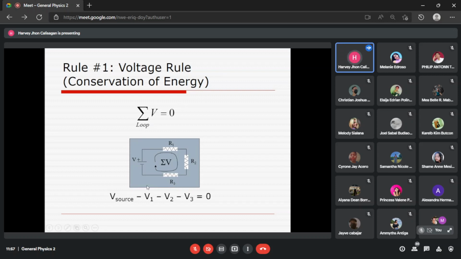So what will be the result of the potential difference of these components? Positive or negative? Hello? Okay. What will be the answer? Karel, are you there, Karel?